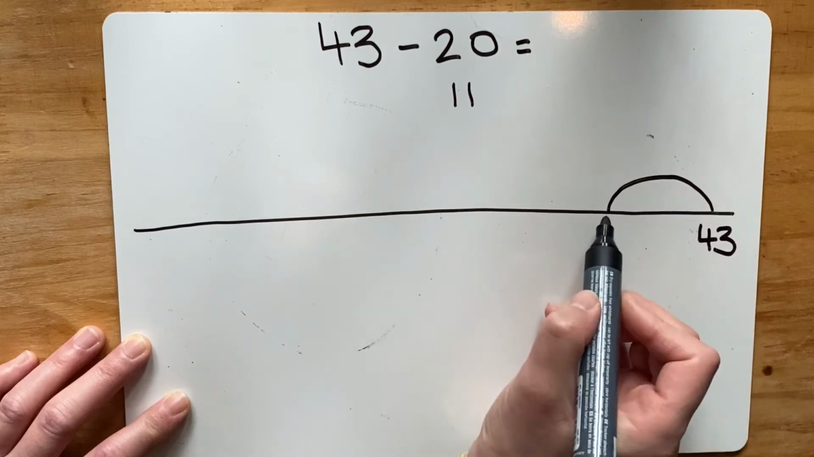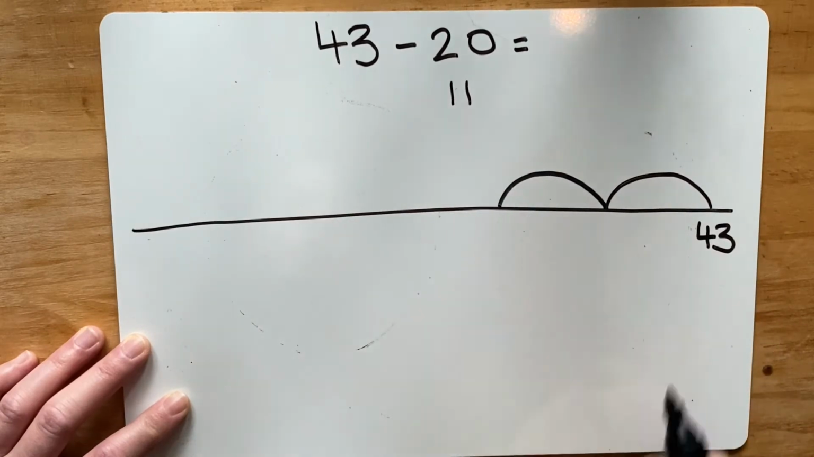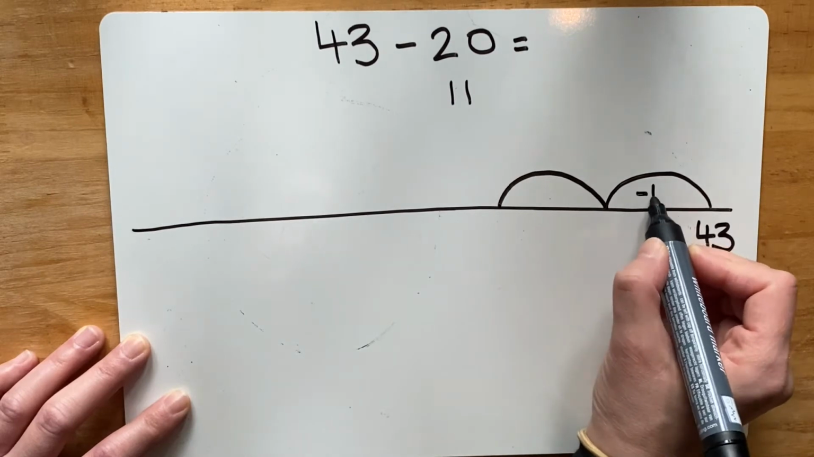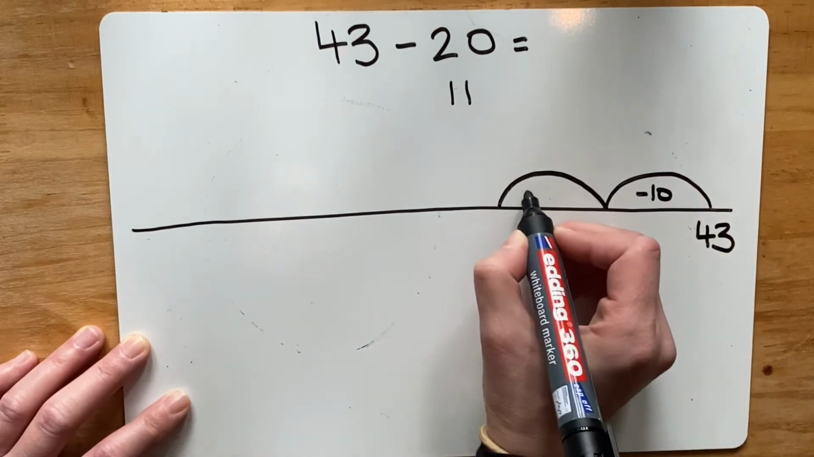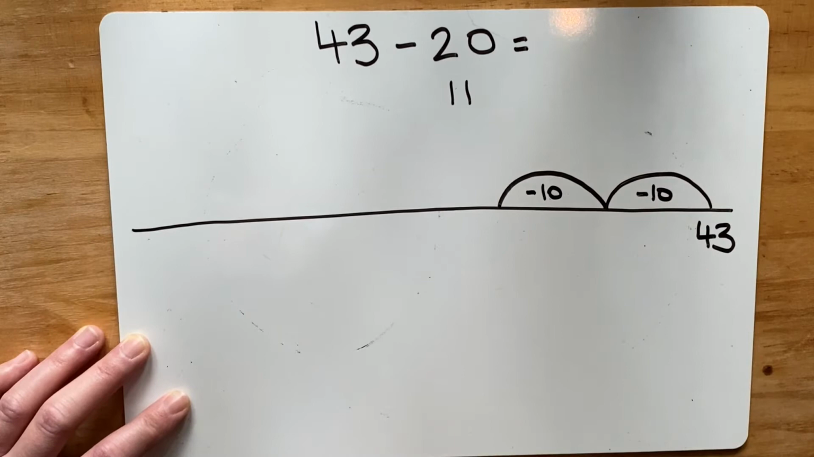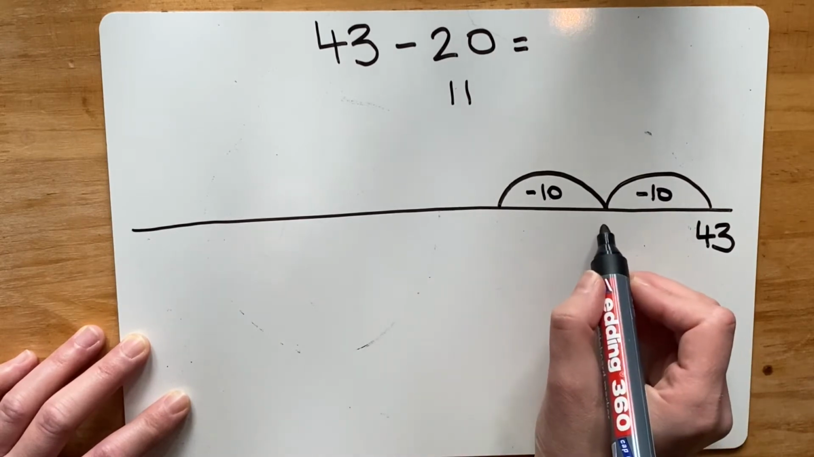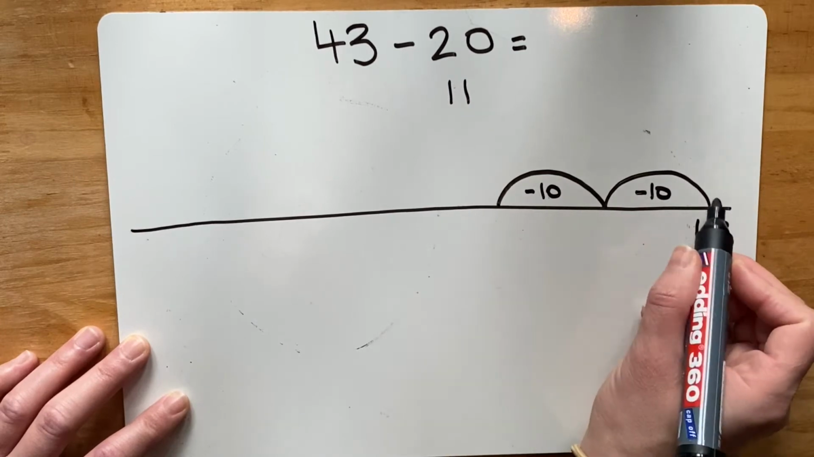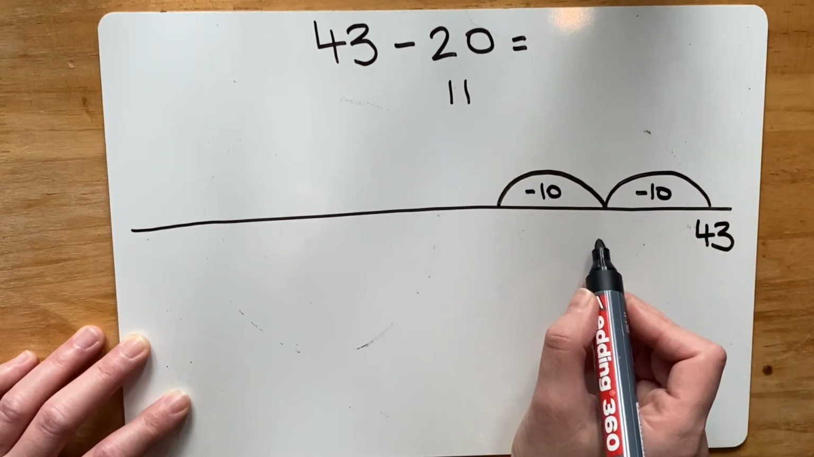1, 2. And inside the number line, we are going to write take away 10, take away 10. So now we need to know what number is this. So when you start on 43 and you take away 10, what number do you land on?